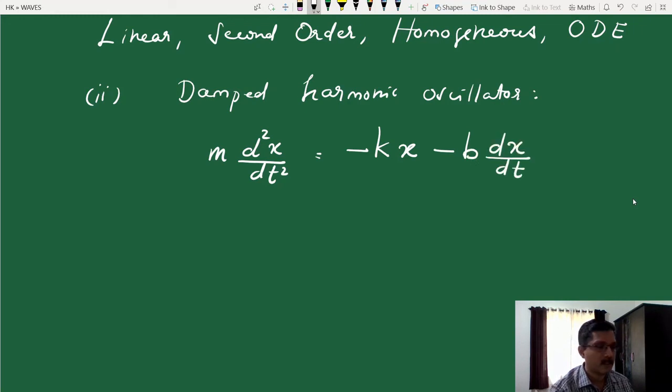So we get an equation like this. If you want, you can divide throughout with mass, and k by m you can write as omega 0 square, b by m you can write as gamma. Okay, this is sufficient. And look at this equation.